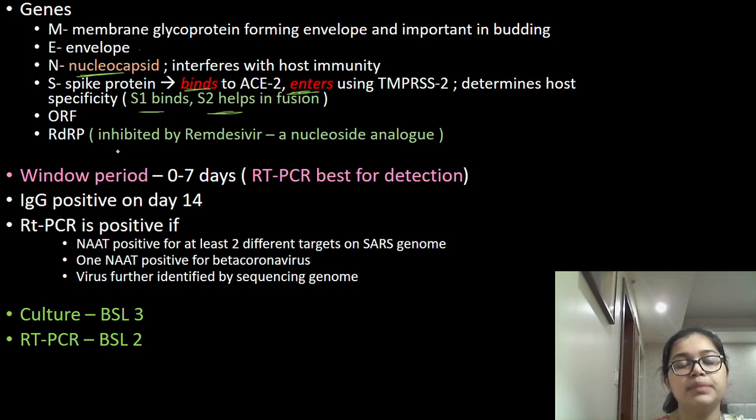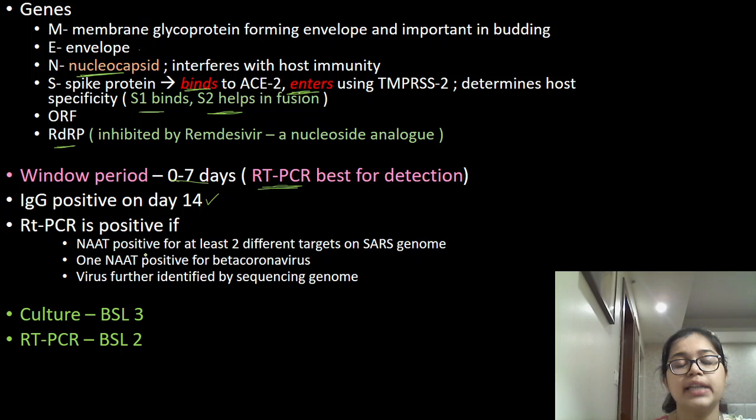ORF and RdRp, that's RNA-dependent RNA polymerase. The drug remdesivir, which is so useful in case of coronavirus infection, actually inhibits the RdRp. The window period is 0 to 7 days. RT-PCR in that period is best for detection. IgG becomes positive on day 14.